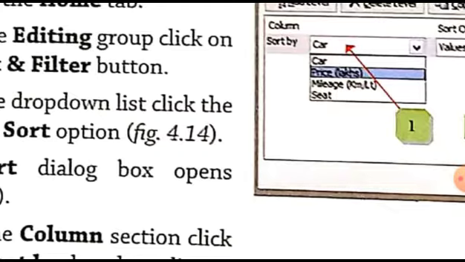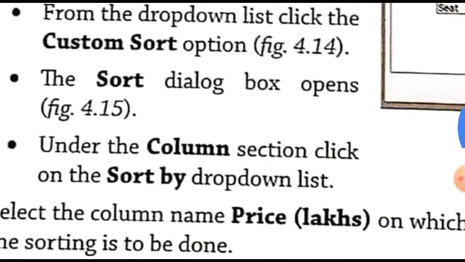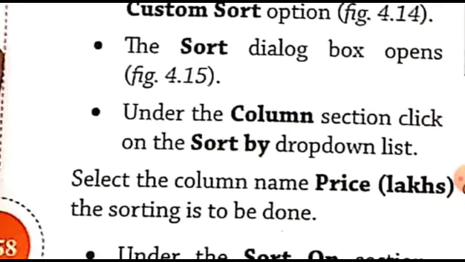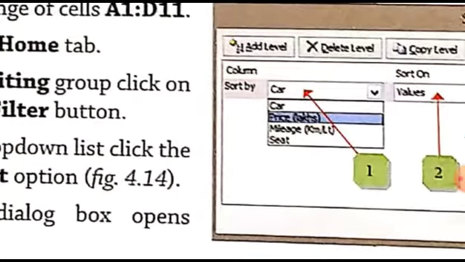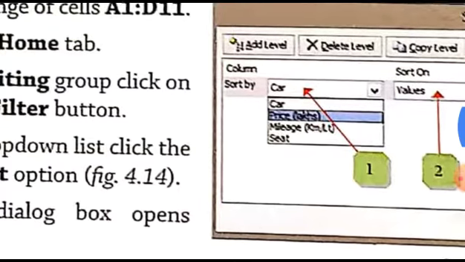Previously, in the case of default sorting, we had done the sorting on the basis of car name. Here we want to choose price. So what will we choose from the sort by drop down list? We will select the column name price in lakhs, because we want to do the sorting on the basis of price in lakhs. We will choose the second option, which is the price in lakhs, the value of the B column.